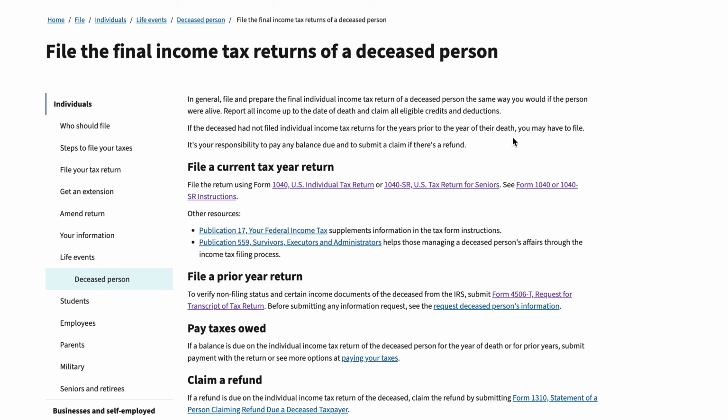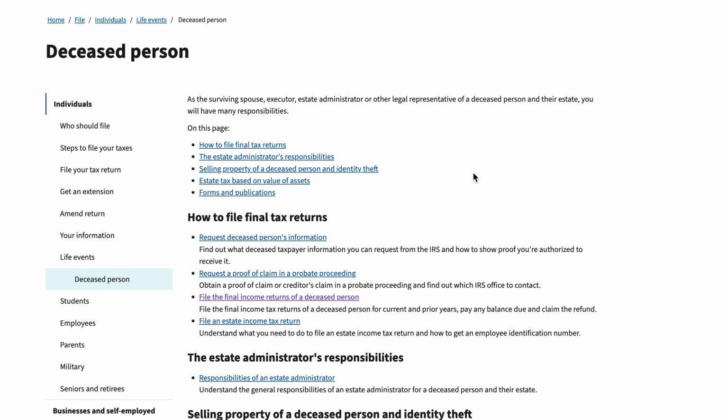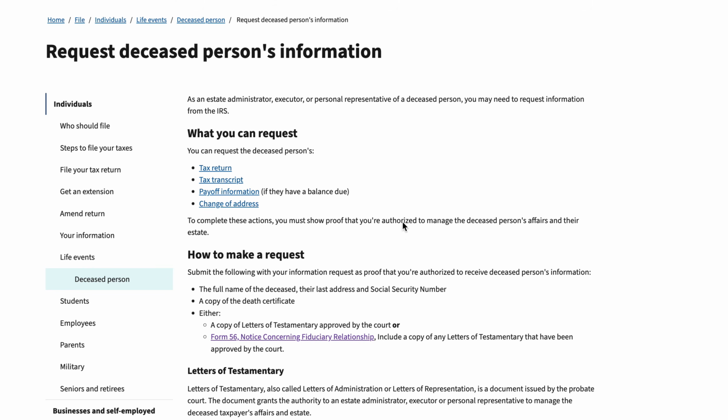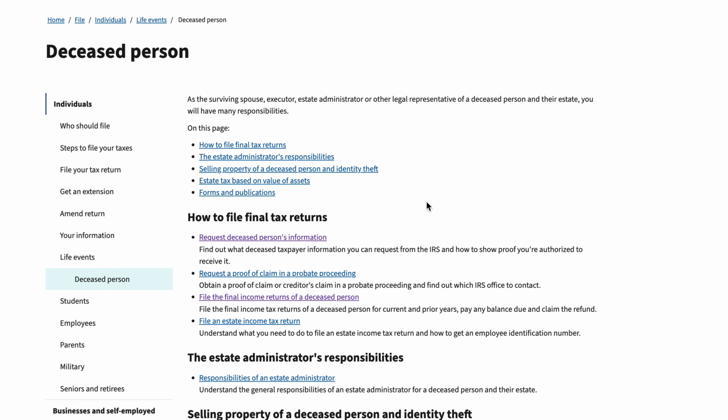And then on the flip side, if there is a refund due, then you could also claim it using IRS Form 1310, which would request that refund and then request status on it or direct it to be applied to the decedent's estate. There's also an estate income tax return link if you need to, proof of claim in a probate proceeding, and then requesting information from the IRS: tax returns, tax transcripts, payoffs, change in information, and so on. So there are a lot of good information links here from this one page, irs.gov/individuals/deceased-person. So we'll put a link to that in the show notes, as well as links to resources we've created about the forms mentioned here.